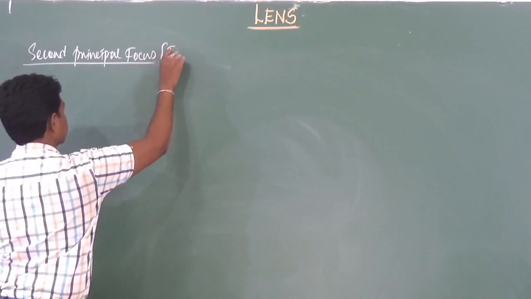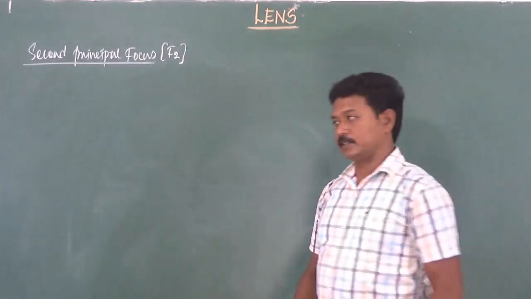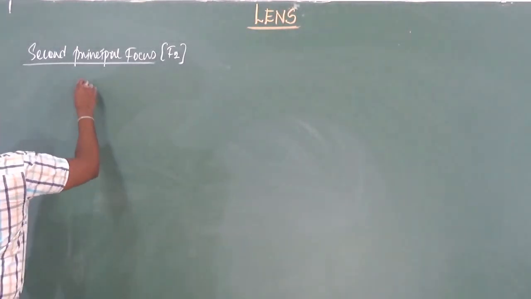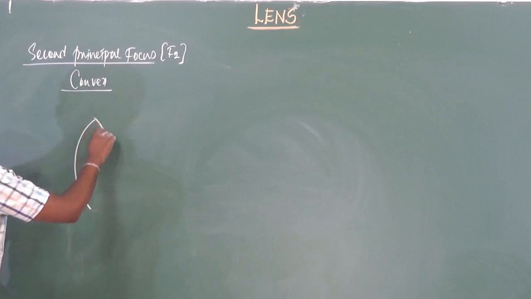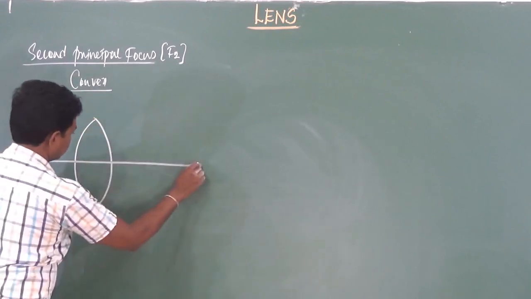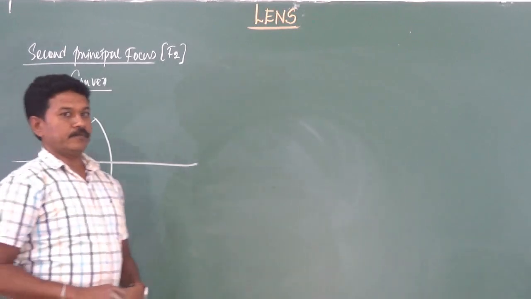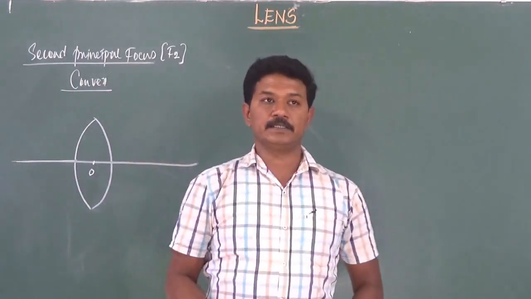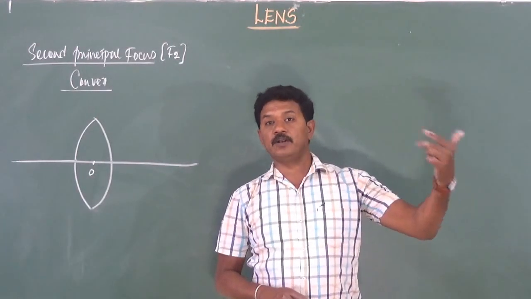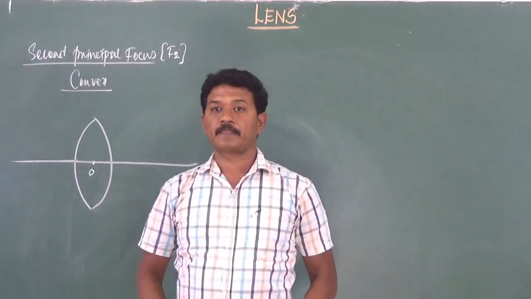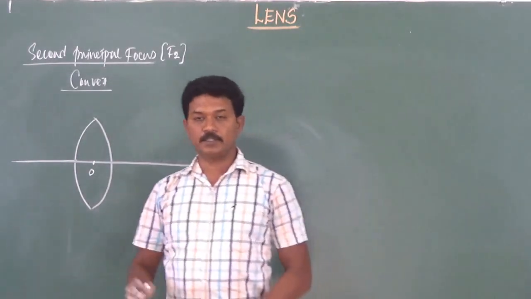Second principal focus, that is F2. So this is also very important. Now, take a convex lens. This is the principal axis, this is the optic center. Now, we have to concentrate on a point on the principal axis where the light rays traveling parallel to the principal axis fall on the lens and, after refraction, meet at this point. So that point we have identified.